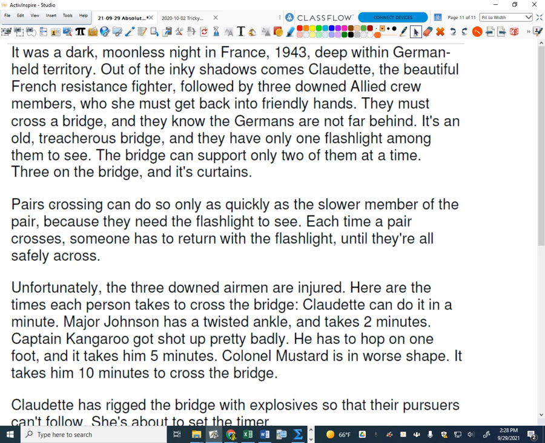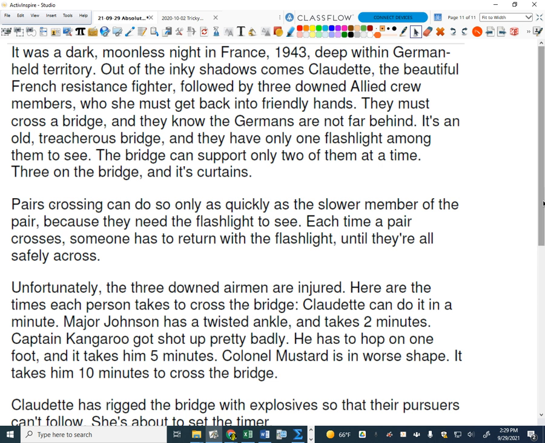They must cross a bridge. They know the Germans are not far behind. It's an old, treacherous bridge, and they have only 1 flashlight among them to see. The bridge can support only 2 of them at a time. 3 on the bridge, and it's curtains. The bridge would collapse. Pairs crossing the bridge can do so only as quickly as the slower member of the pair, because they need the flashlight to see. Each time a pair crosses, someone has to return with the flashlight until they're all safely across. So they're going to shuttle across this old bridge.